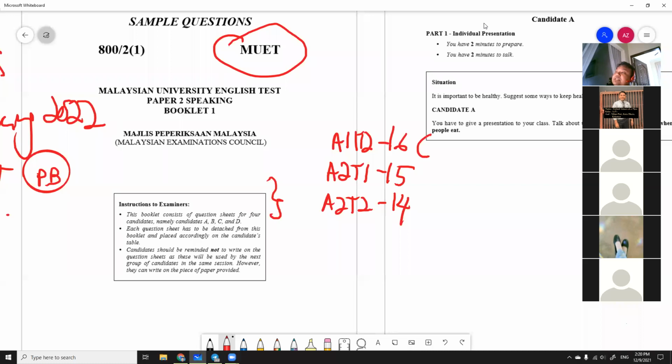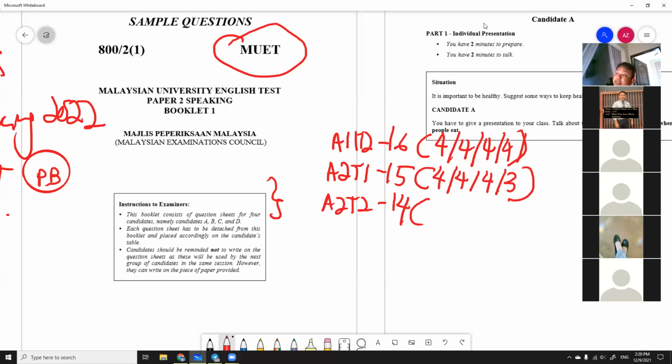As for A1T12, shouldn't be a problem. I'll be having 4 groups and each group will be divided into 4 members respectively. As for A2T1, I will need you to have group 1, 4, group 2, 4, group 3, 4, and group 4 would be 3, okay? And as for A2T2, you will be having group 1, 4 members, group 2, 4 members, group 3, 3 members, group 4, 3 members as well. So 4 plus 4, 8, 8 plus 6, 14.